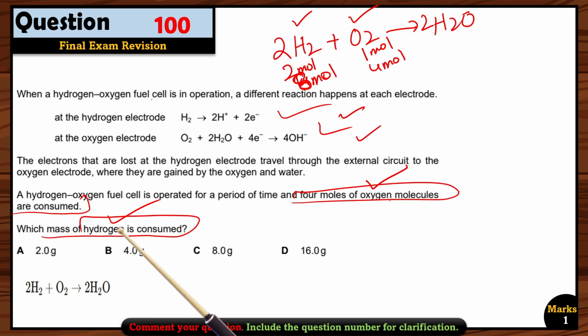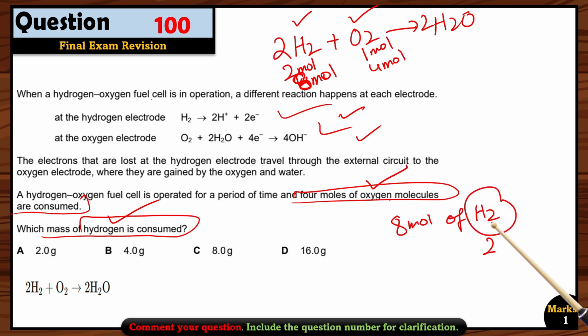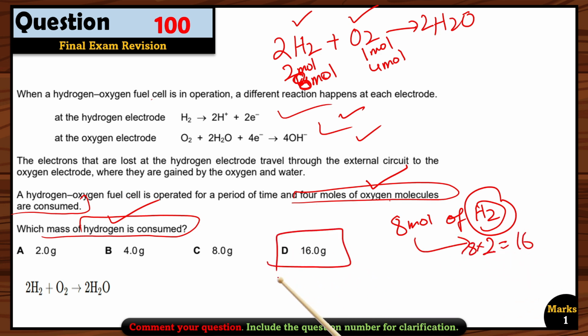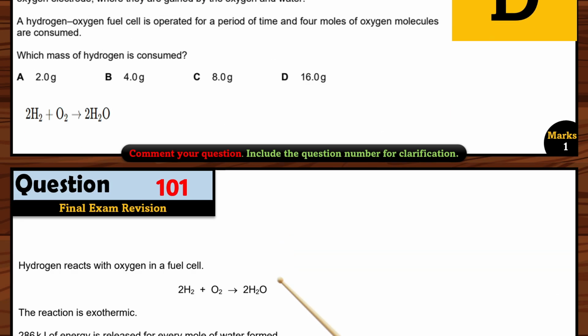So we have to find the mass of 8 moles of hydrogen. It's simple. Hydrogen has a mass of 2, right? Because it's a molecule. So 8 into 2 is equal to 16. So 16 is the right answer. So 16 gram we have to use. So option D is the correct option.